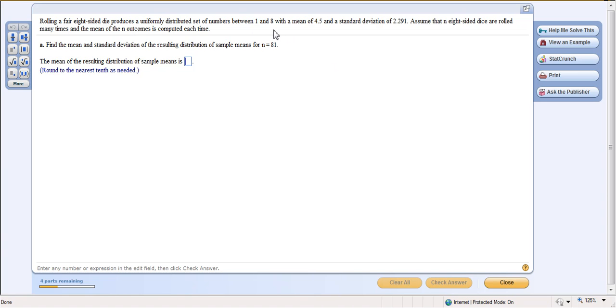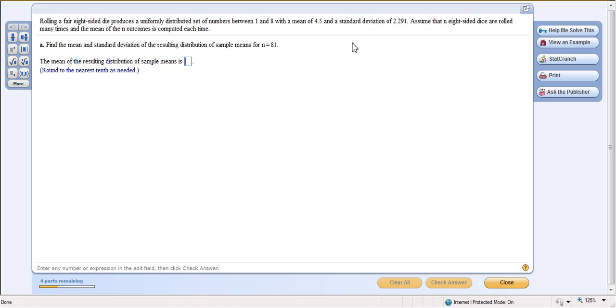What we want to keep in mind here is that the mean of this distribution is 4.5, standard deviation 2.291. So that is what I would refer to as a regular distribution, just a uniform distribution, meaning that the values from 1 to 8 all are equally likely to occur on any given single trial.